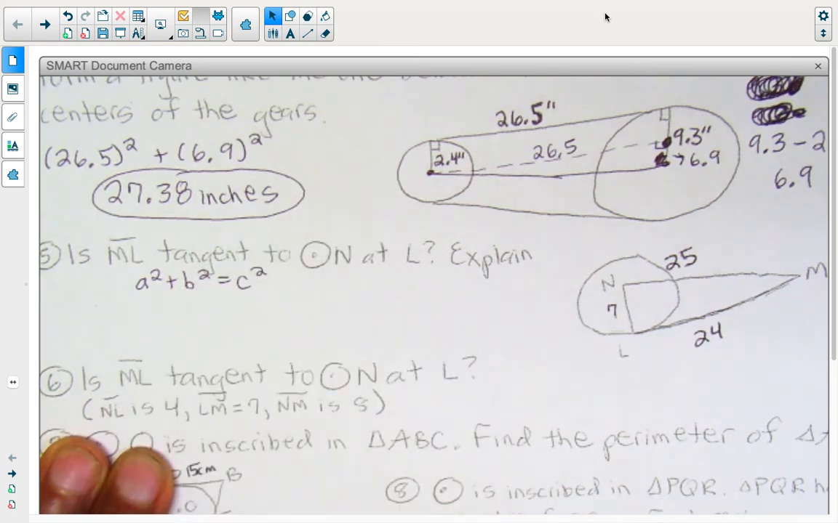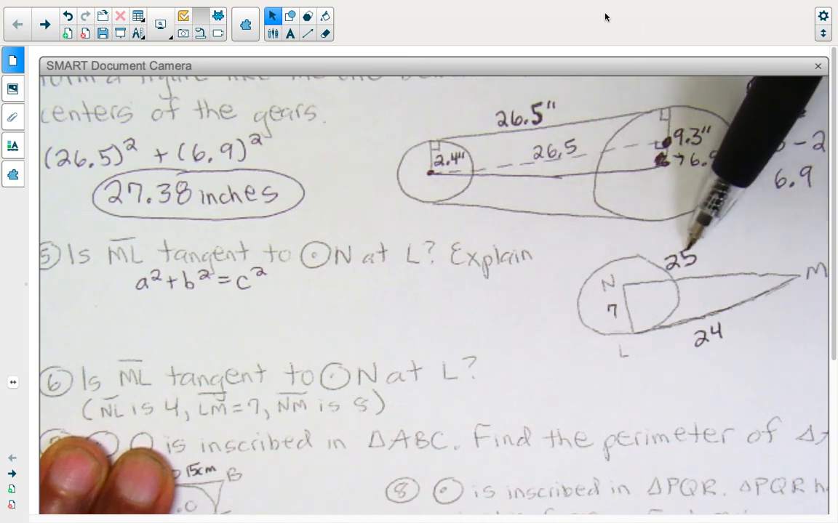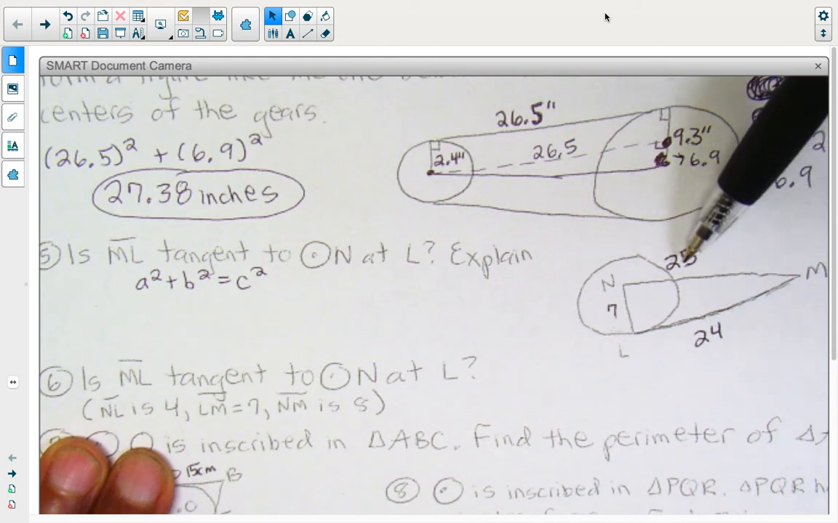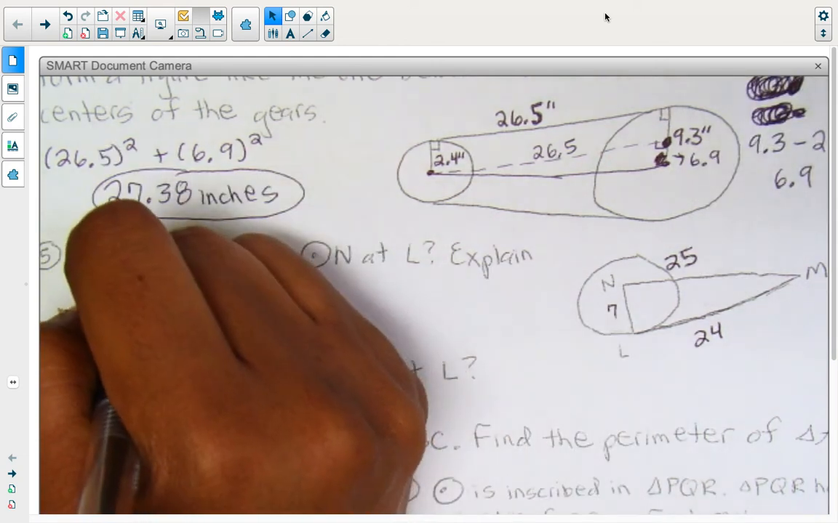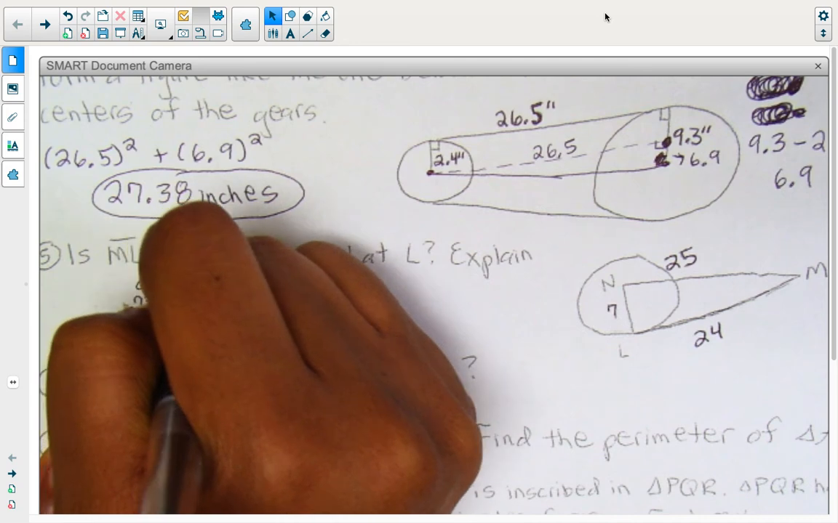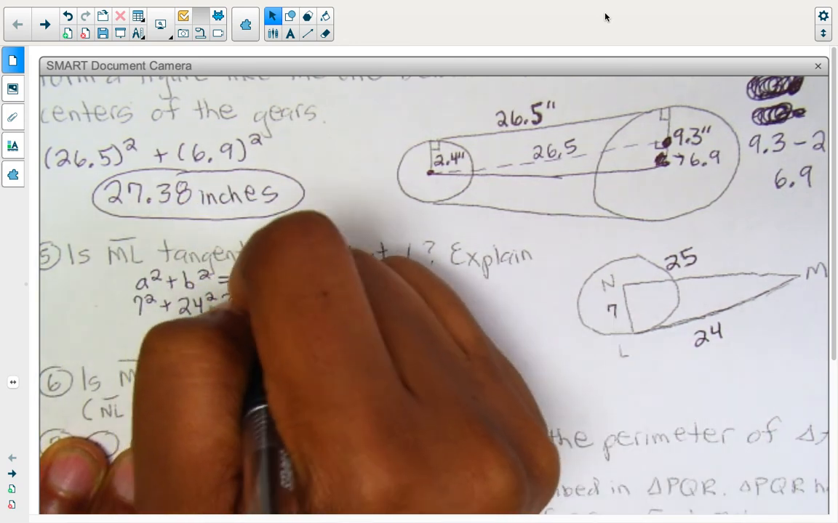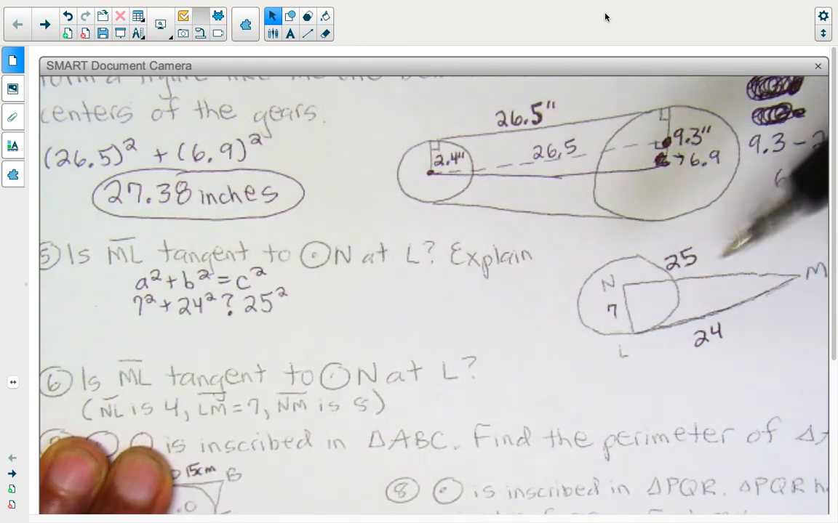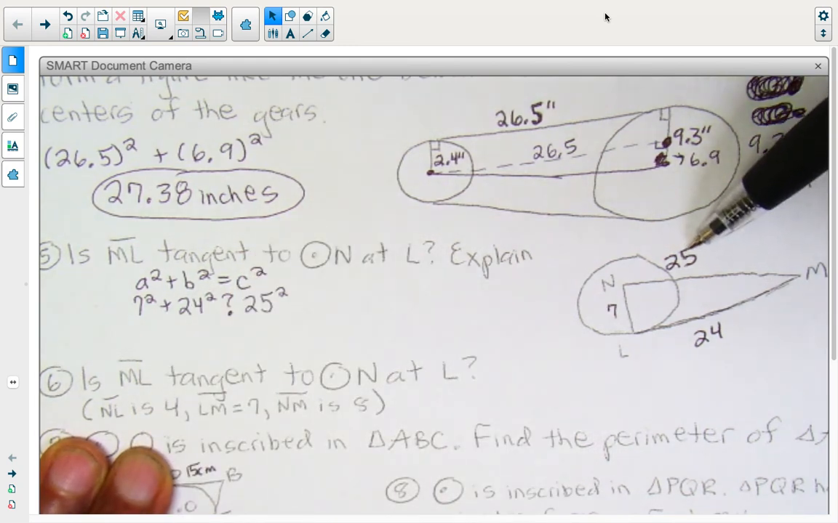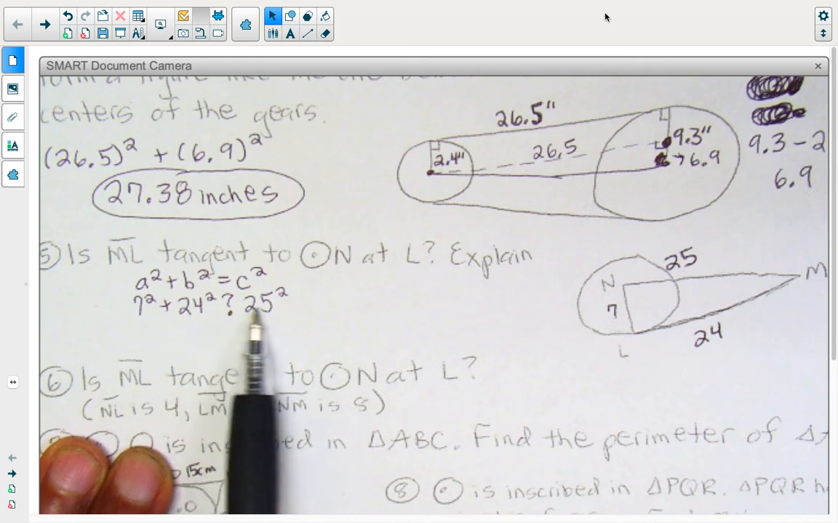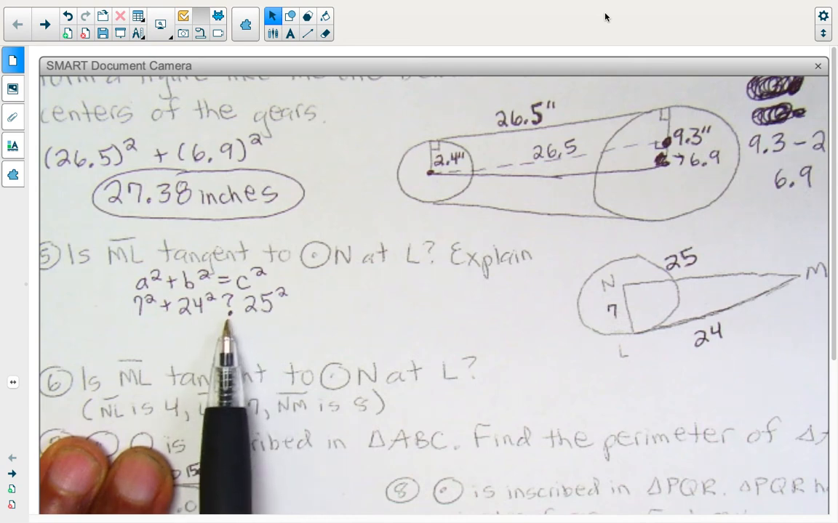So we're going to plug in my legs. And when you're doing Pythagorean Theorem, the longest side should always be c. That's how I know that 7 and 24 are the legs, and this is my hypotenuse. So 7 squared plus 24 squared, and I'm going to put a question mark, and then I'm going to put 25 squared. Again, 25 had to go in your spot for c because that's the biggest side. We're trying to figure out if 7 squared plus 24 squared does equal 25 squared. I put a question mark there because we're not sure of that yet.